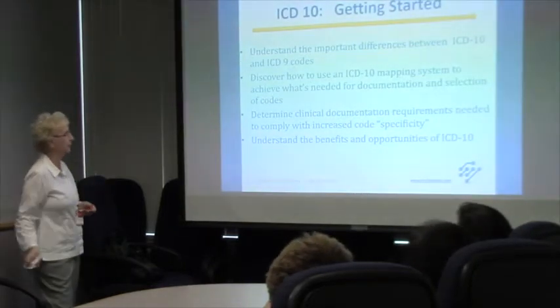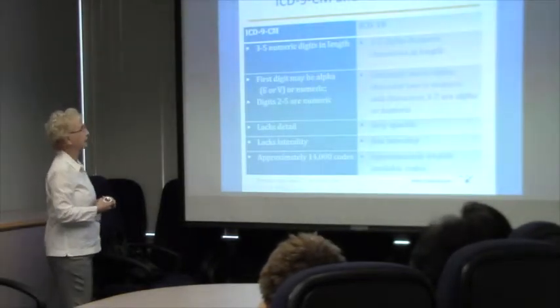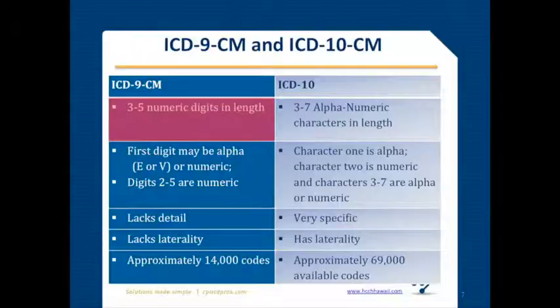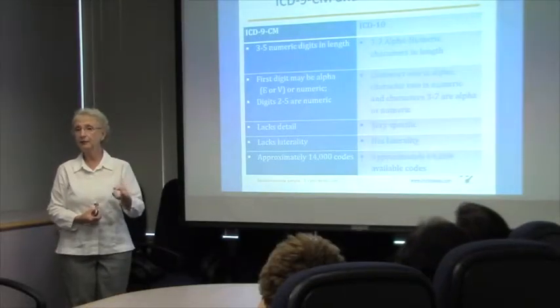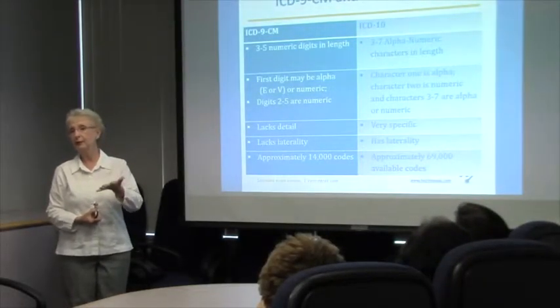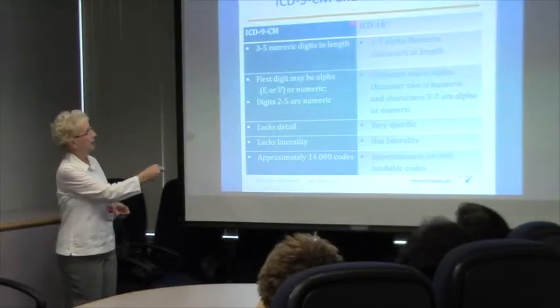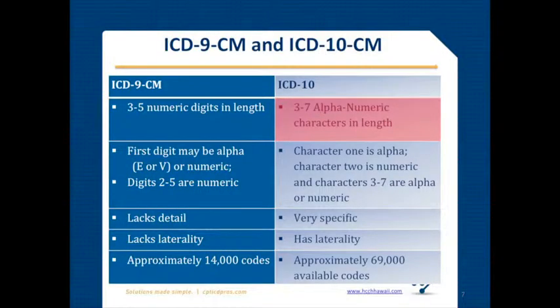So there's a lot of opportunities. Okay, so in a nutshell, here's kind of what it looks like. ICD-9, somewhere between 3 and 5 numeric digits in length. So you might have a 3-digit code, you might have a 4th digit or a 5th digit added to it. ICD-10, 3 to 7 alphanumeric characters in length.